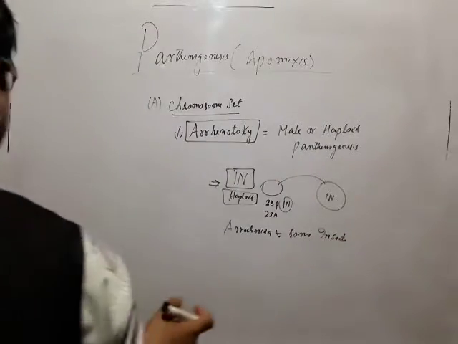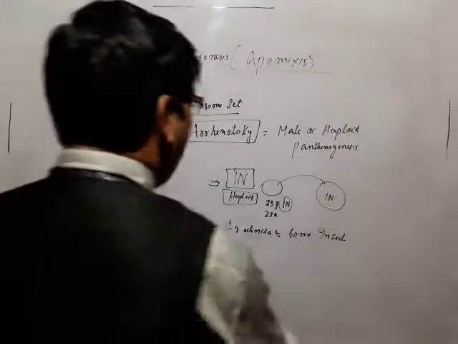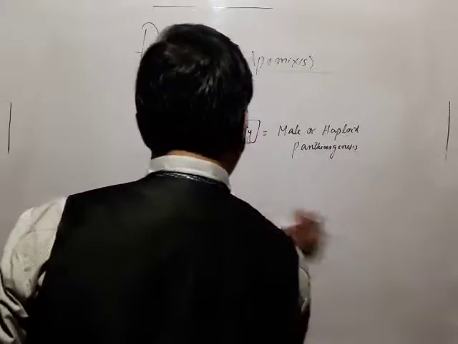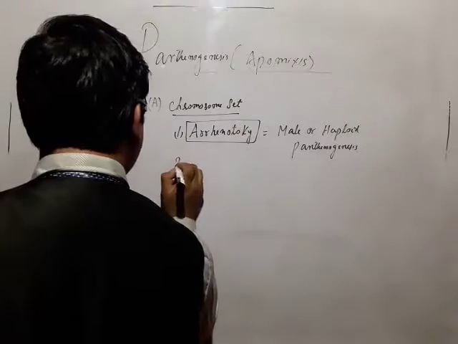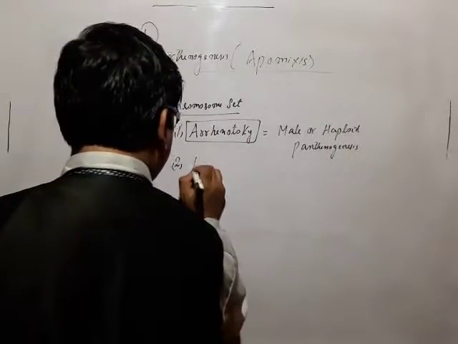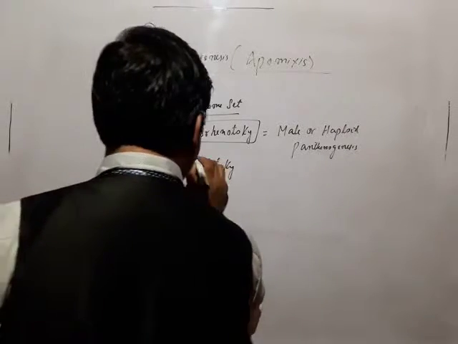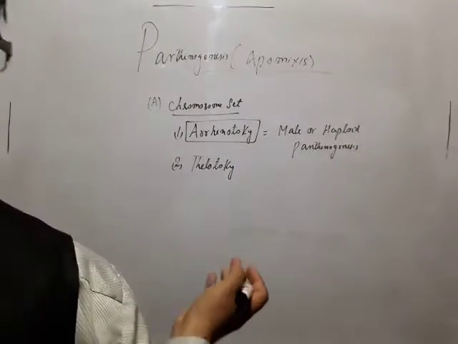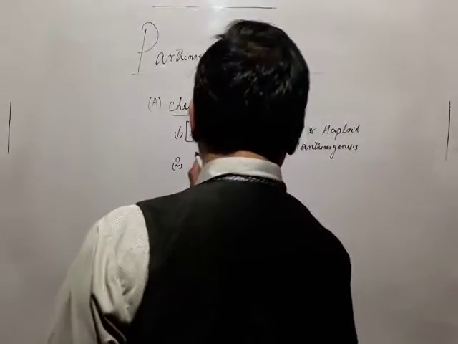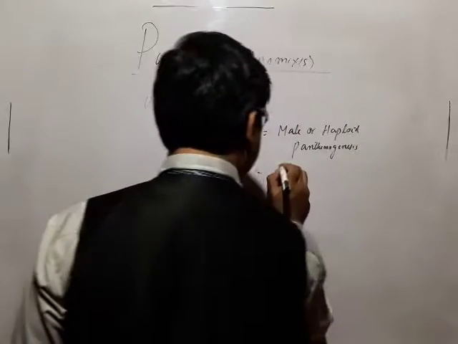Okay, arachnids and some insects. Now the second part: the first was arrhenotoky, and the second part is thelytoky. Now what is this thelytoky?